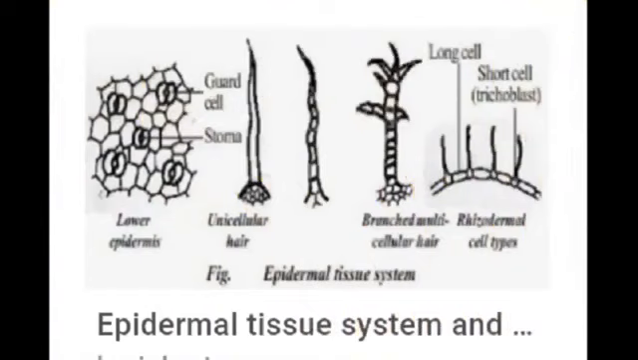The other epidermal outgrowths would be unicellular hairs in the stem and trichomes in the root. The root hairs are produced from these root cells. So the leaf has stomata, the stem has hairs and the root has root hairs.